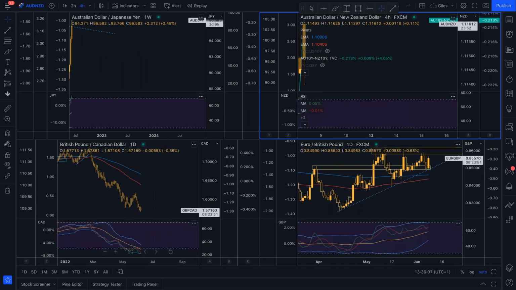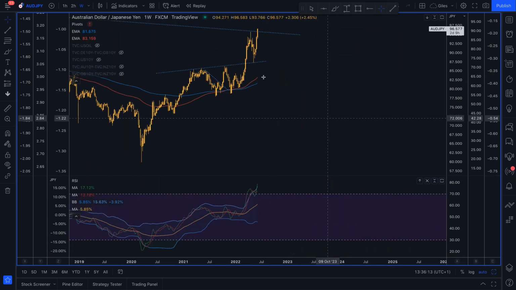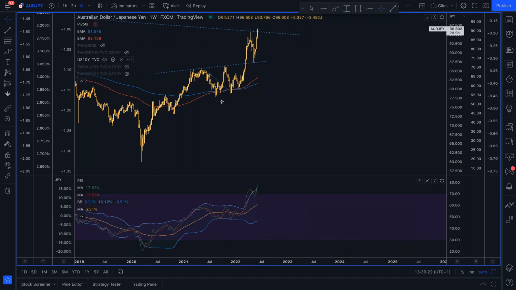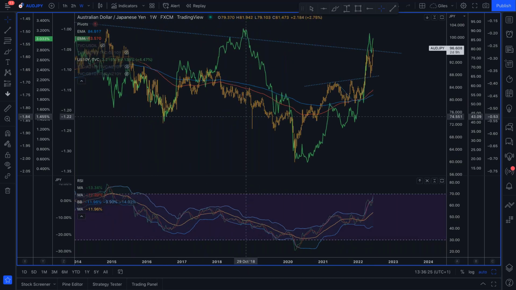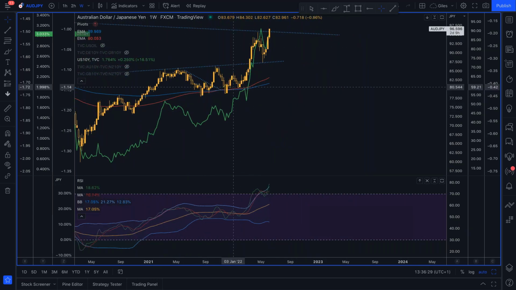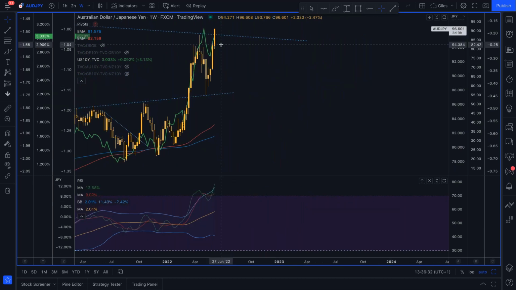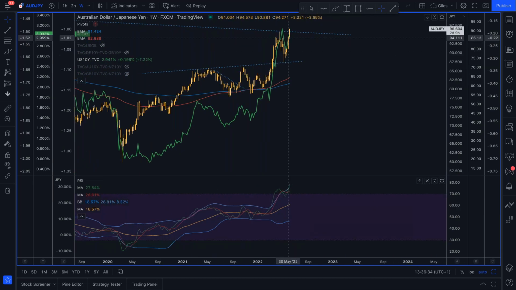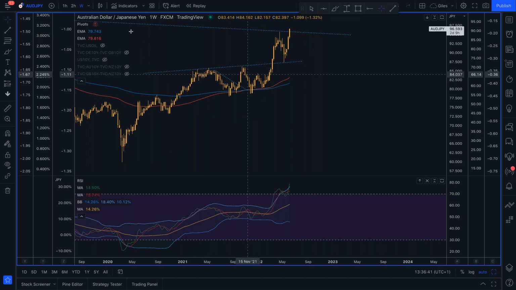Now, we also want to look at the Aussie yen. There's a couple of things to note on this. The reason the Aussie yen's gaining is because the yen keeps getting weaker and weaker. If you don't know why, it's because 10-year yields are moving higher and higher. And you see how close the 10-year yields follow the Aussie yen pair. It's the same with the US dollar yen. So when 10-year yields rise, that weakens the yen and lifts the Aussie yen. So Aussie yen upside makes sense.